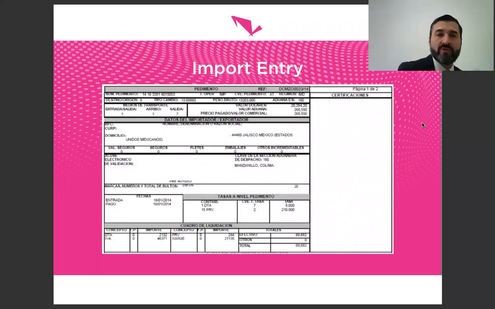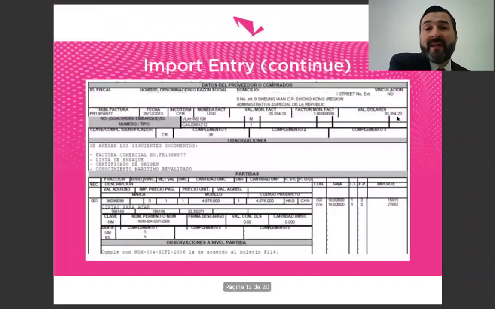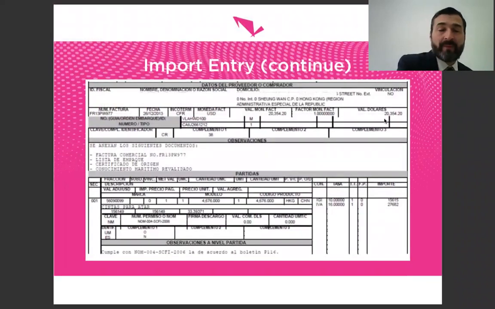Okay, if we go to the next slide, we can see the second part of this import entry. And in the middle, this says "observaciones" in Spanish, and that's observations or comments.